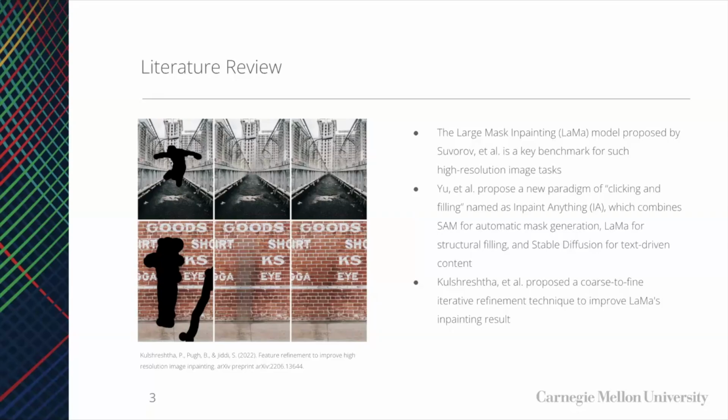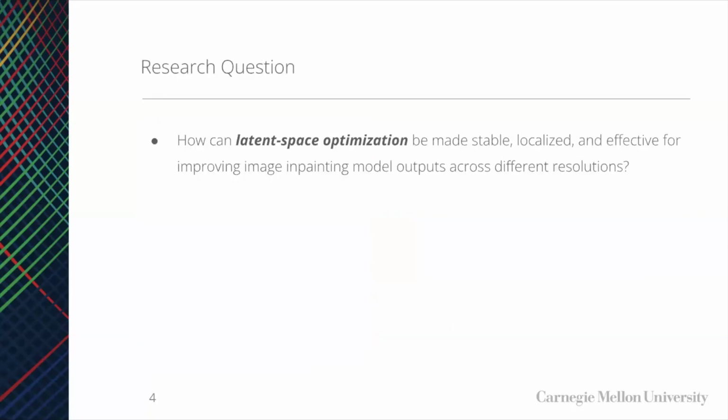thereby extending inpainting to interactive editing. More central to our project, Poliarnyi et al. proposed a coarse-to-fine iterative refinement technique to improve LaMa's inpainting result. Their method optimizes feature masks using a multi-scale loss to enhance global consistency. And our research question is, how can latent space optimization be made stable, localized, and effective for improving image inpainting model outputs across different resolutions?